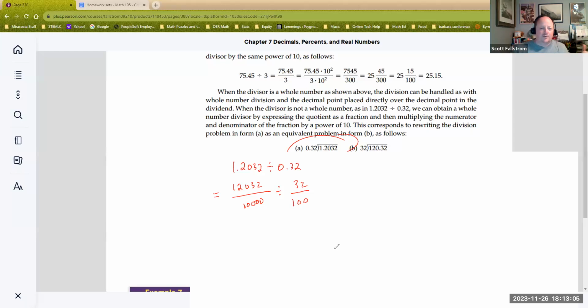So you have a couple of approaches to this problem. One is to make a common denominator. That would be over here. And if you do that, here's what you're going to end up with. You're going to have 12032 over 10,000. This one, we would need to multiply by 100 on top and bottom. So this would be 3,200 divided by that same value. Remember, when you divide straight across, this really becomes 12032 divided by 3,200.